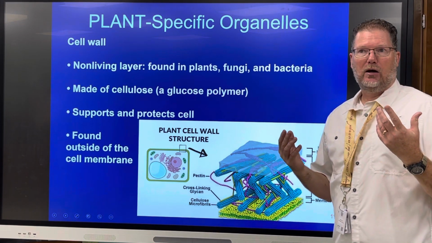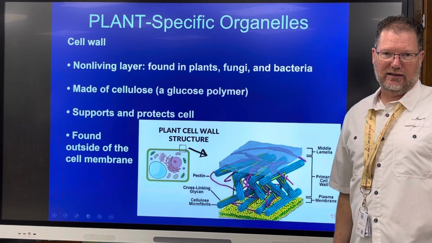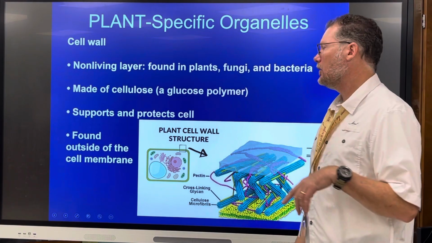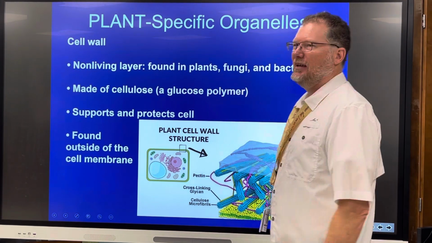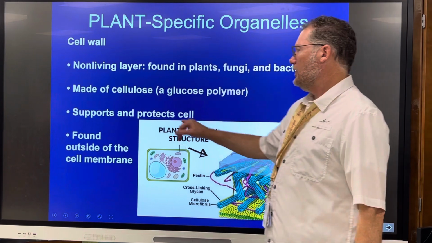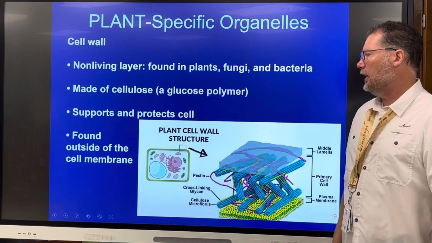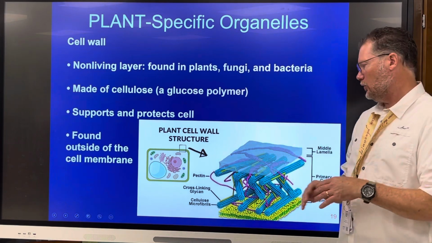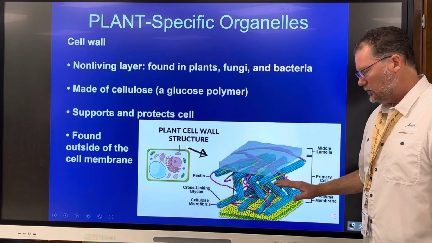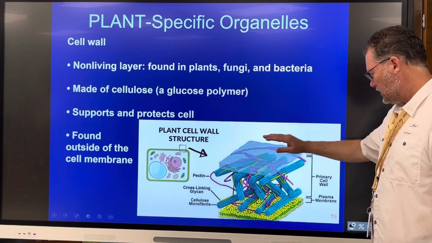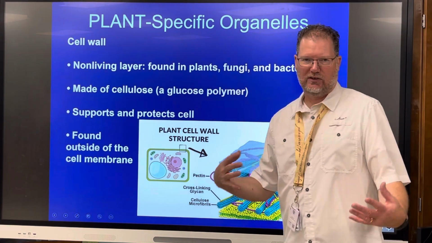But cows can, and goats, because they have bacteria in their gut that can break that down, and termites as well. Cows don't have termites in their gut. Termites have bacteria in their gut. Okay, cows, that'd be weird. So it supports and protects the cell. That's why plants stand up straight. Found outside of the cell membrane. So it's the cell wall, and then the cell membrane. So this whole thing is the cell wall, and then the cell membrane on the inside, and then all the organelles inside that floating around.